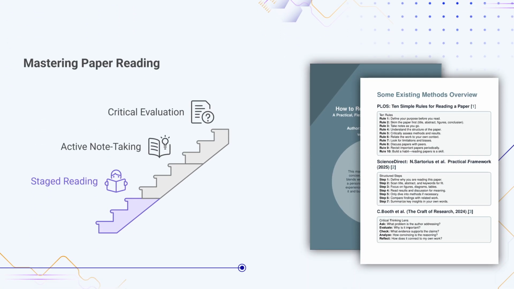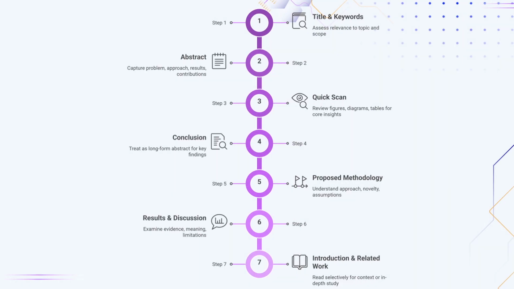Over the years, several structured methods have been proposed, such as the 3-pass method, for example, which recommends progressively deeper reading. You can find the most famous methods mentioned in the guide. These methods share a common principle: staged reading, active note-taking, and critical evaluation. So, based on some experience, I suggest a starting method that can be very useful for new researchers. The order is flexible, but it generally follows the following steps.